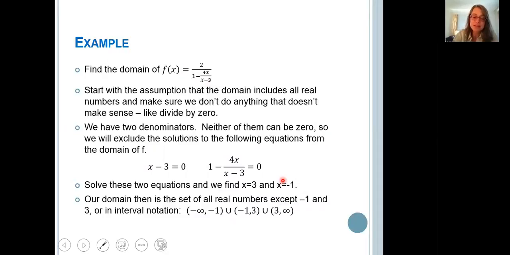We write that in interval notation as the portion of the number line that goes from negative infinity up to negative 1, non-inclusive, unioned with negative 1 up to 3, union with 3 up to infinity. This is a fancy way of saying x cannot equal 3 and negative 1. Okay.